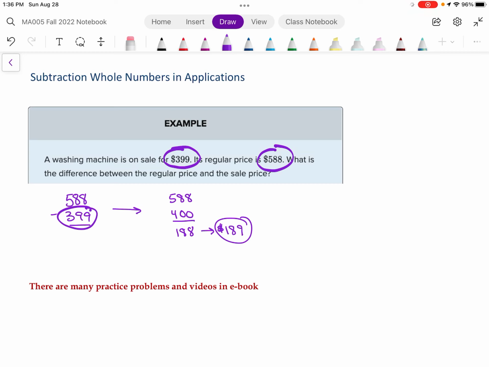$189. If you want to check that, you can add 189 plus 399, and I'm going to have to carry here, and I get 588, which was the original price. So that's how you check your answer. There are many practice problems and videos in the ebook for this section. I highly recommend going and looking at those if you struggle with subtraction in word problems.